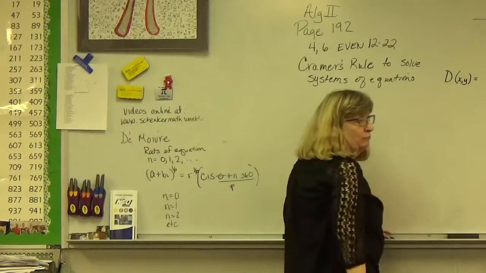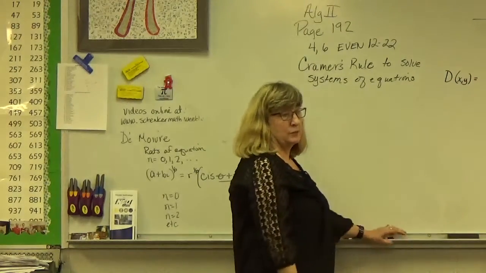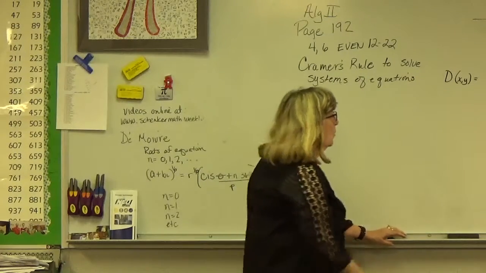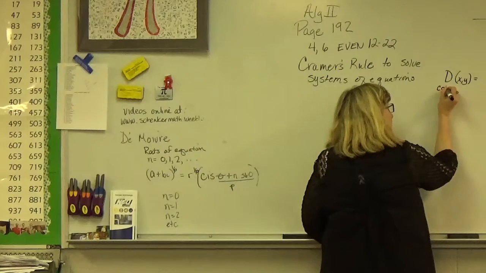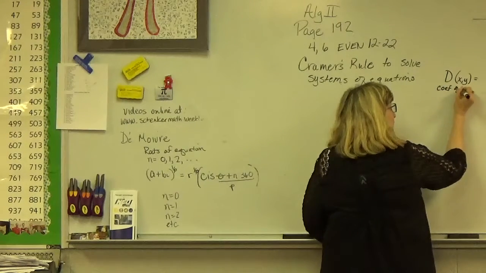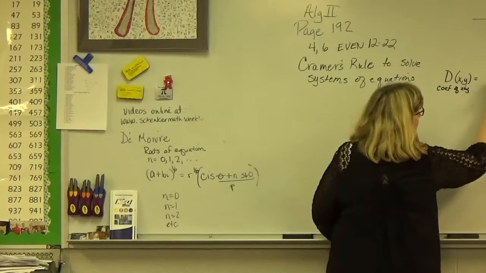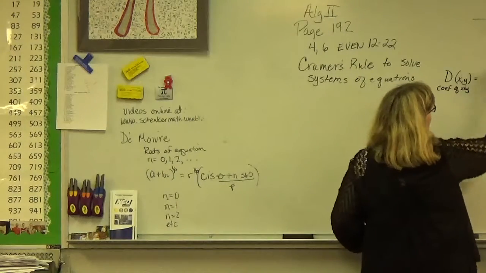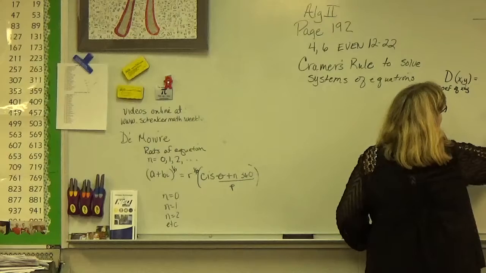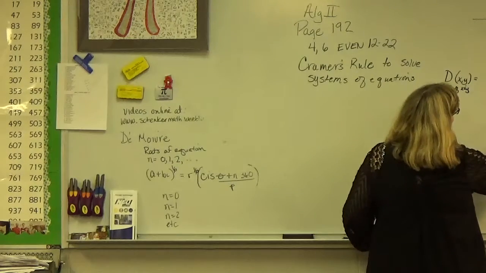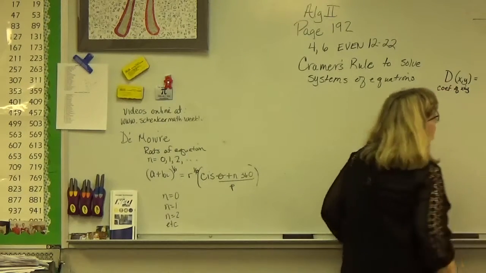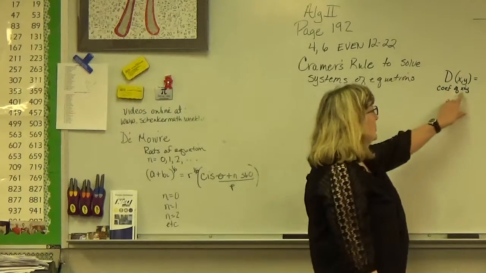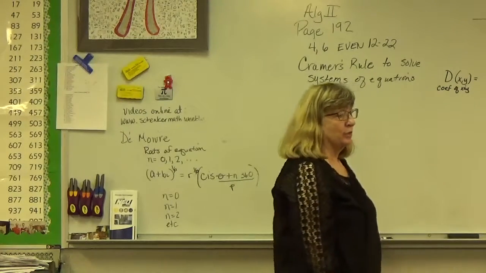and I give it a name, D, the denominator for both x and y. The denominator for x and y are the coefficients of the x and y. So I'll explain what that is as we do it. The coefficient of my x is 4, y is 5, x is 1, and y is a negative 3. Coefficients of x and y.